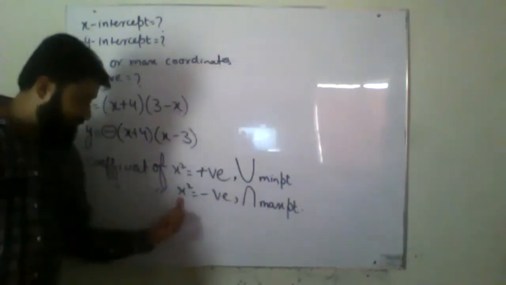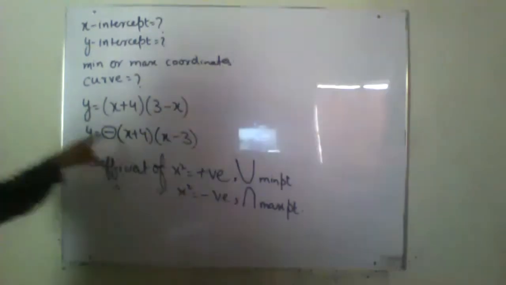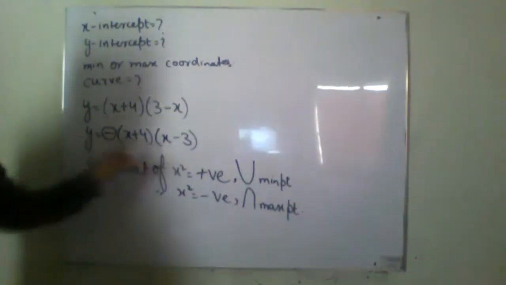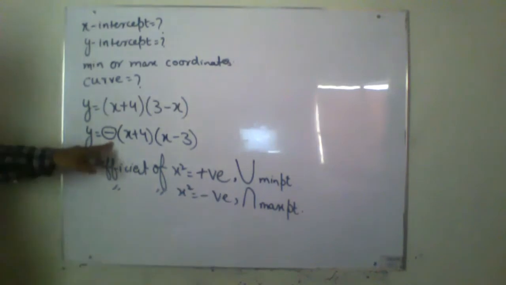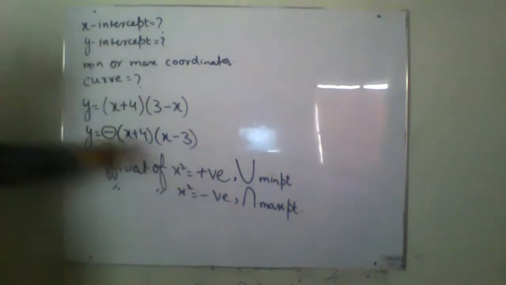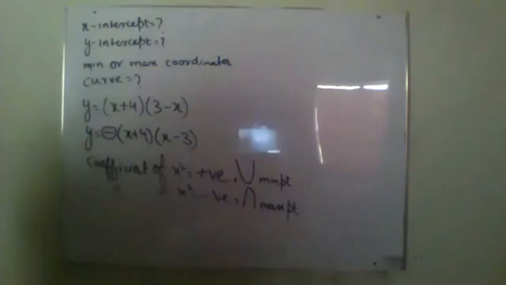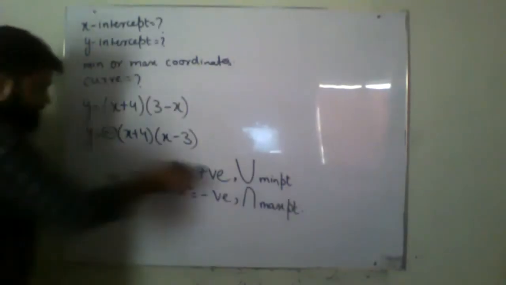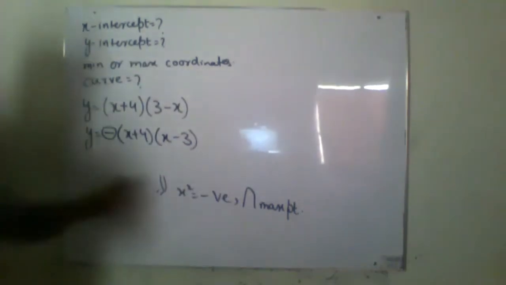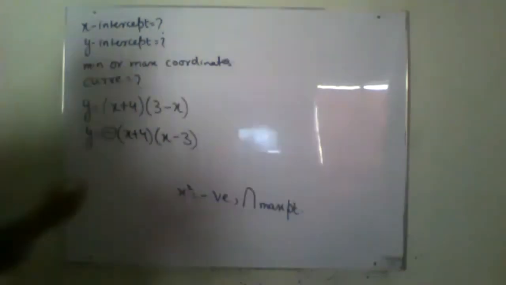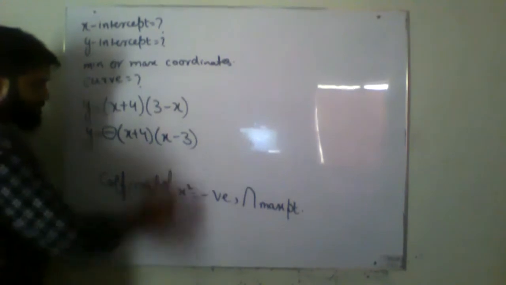If you don't want to remember that thing, don't remember it. Only check this sign. First we have made both x positive. After that, check this sign which is outside the bracket. If it is minus, it means you are talking about a maximum curve. If it is positive, it means you are talking about a minimum curve. In this scenario, my curve is a maximum point curve, because of the coefficient of x square.